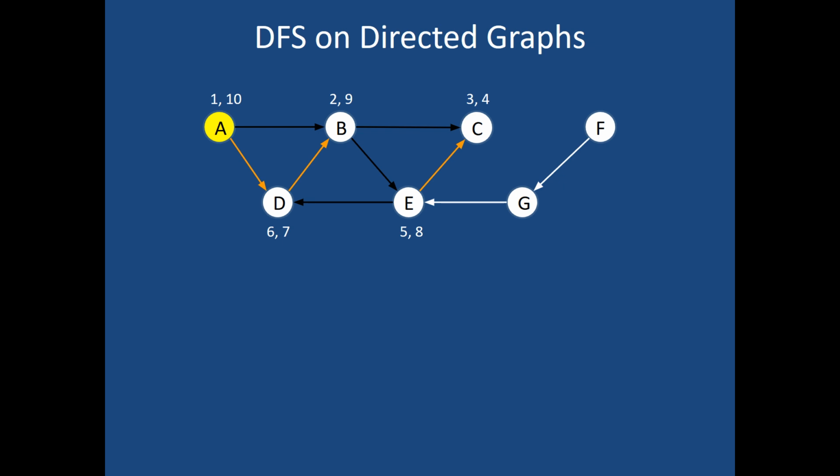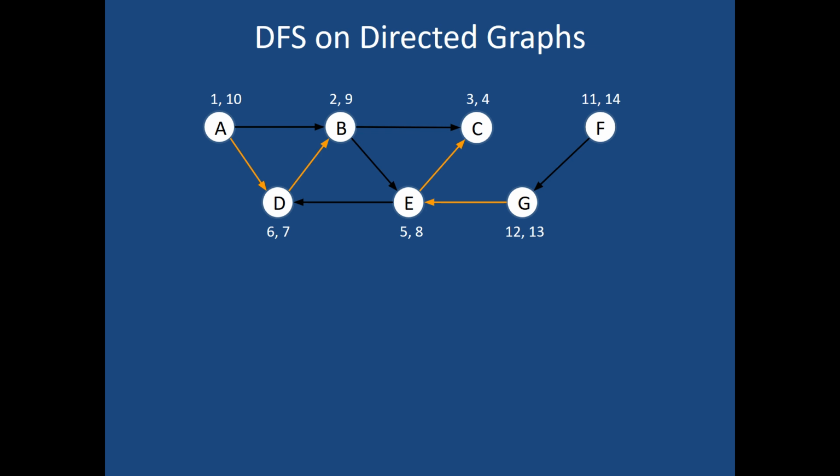DFS is going to find another unexplored place, either F or G. It'll see F first, so that gets the 11. It goes down to G. That gets the 12. And tries to go to E. That doesn't work out. 13, 14, and we're done.